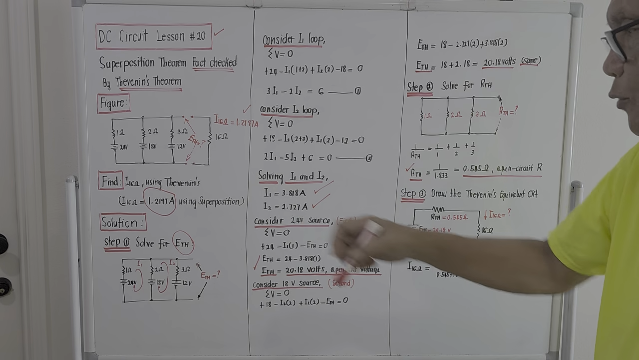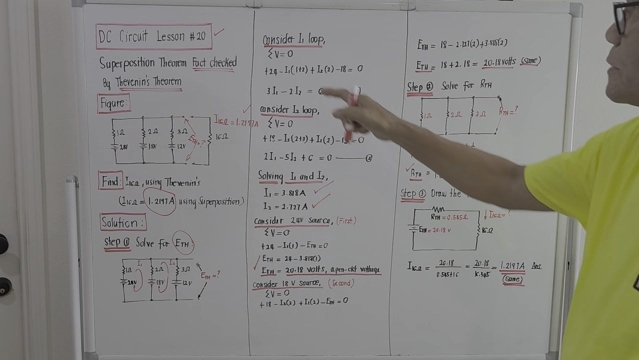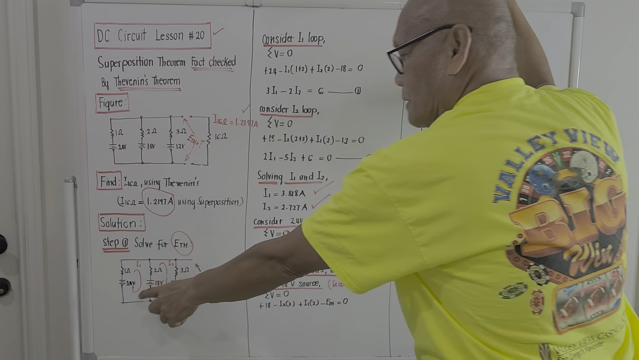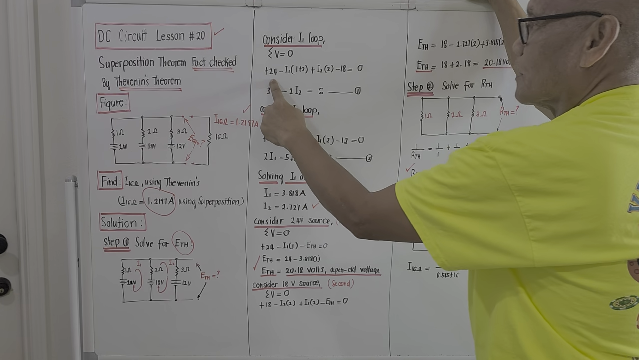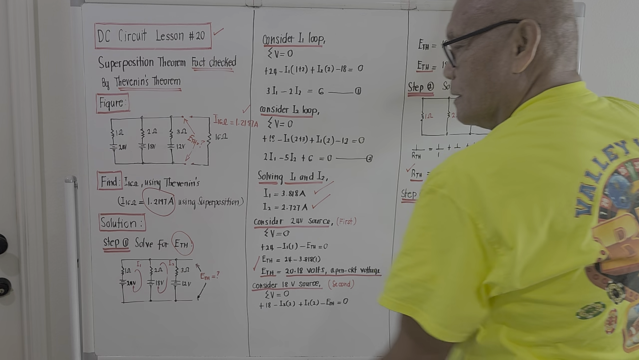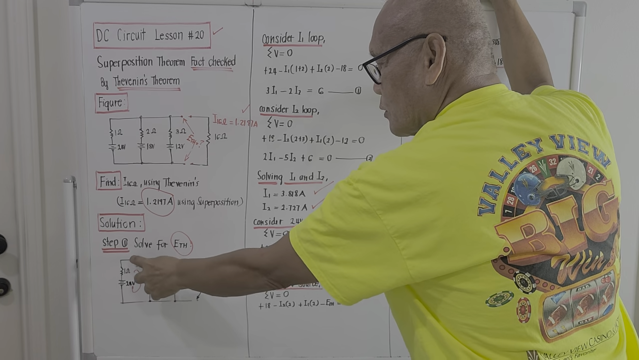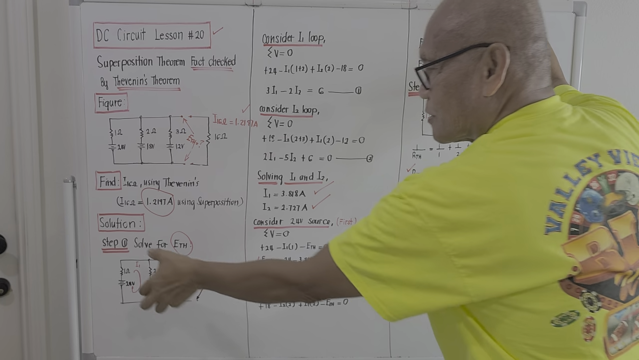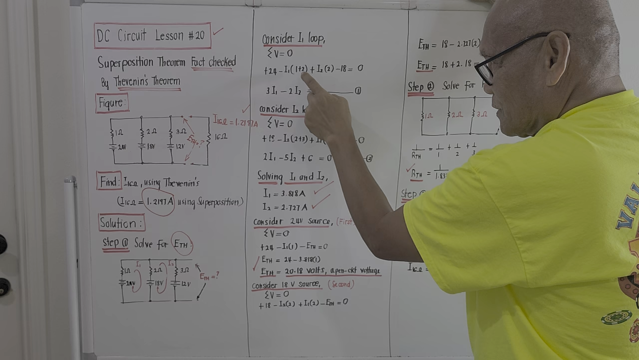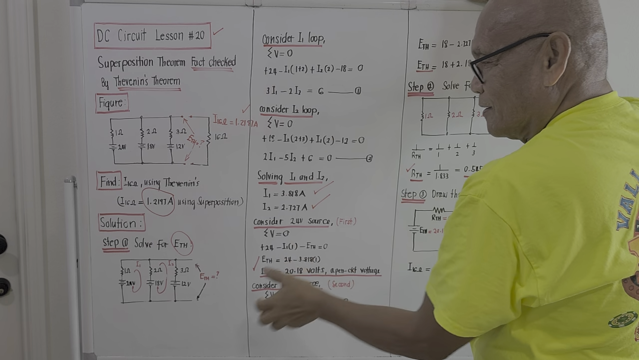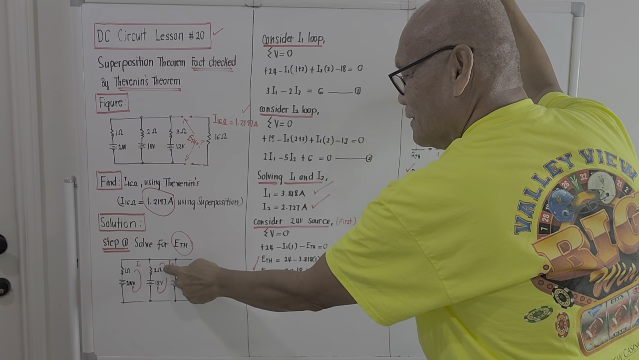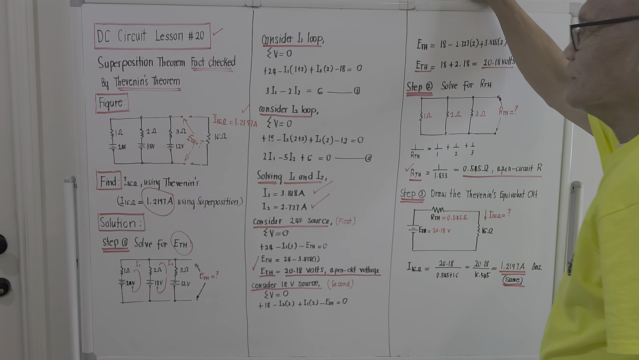So considering the I1 loop, the first loop, take the summation of the voltages and they should be equal to 0. That 24 is a voltage source, so that's plus 24. Considering I sub 1, it passes through this 1 ohm and 2 ohm. So the voltage drop across the 1 ohm and 2 ohm will be the product I1 times the quantity 1 plus 2. This 1 here refers to 1 ohm and this 2 here refers to 2 ohm. Okay, we are considering the I1 loop.